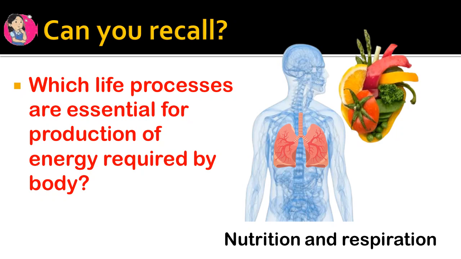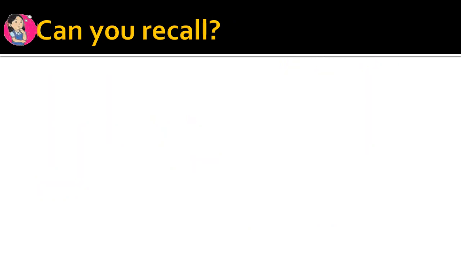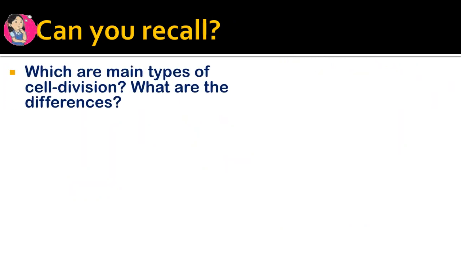So in the previous lesson, that is lesson number 2 of this Science 2, we have seen how energy is produced in our body by the process of respiration, and we have seen the reaction of respiration in which molecules of ATP, that is adenosine triphosphate, are produced, and which gives energy to perform different functions, that is internal also and external. Okay, now next is, which are the main types of cell division and what are their differences?